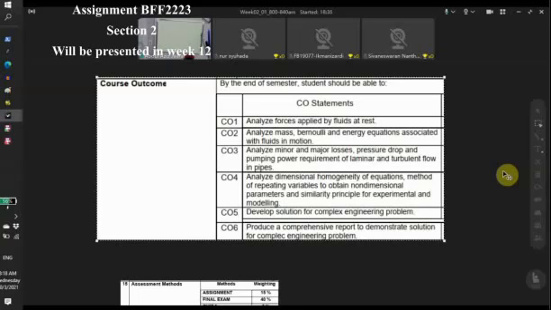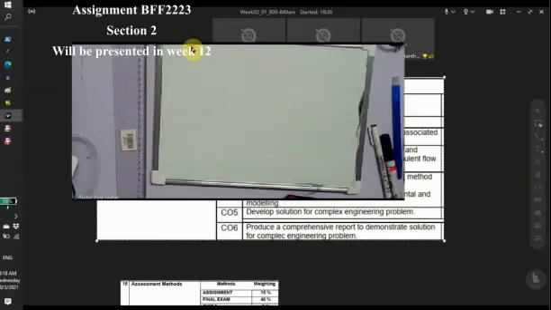Course outcome 5 and 6 will be the assignment, right? The project for fluid mechanics. So we're going to look at what the project is that you're going to do this semester.